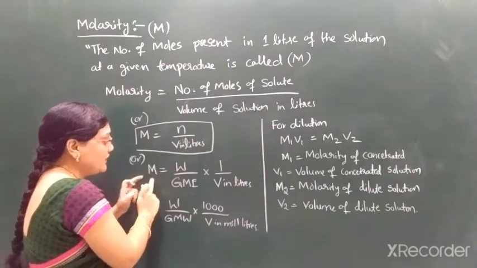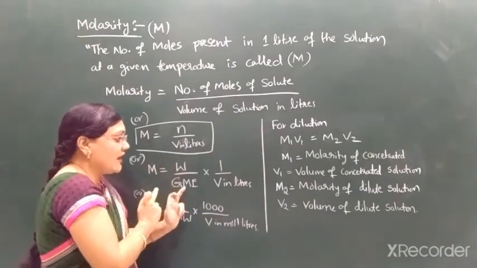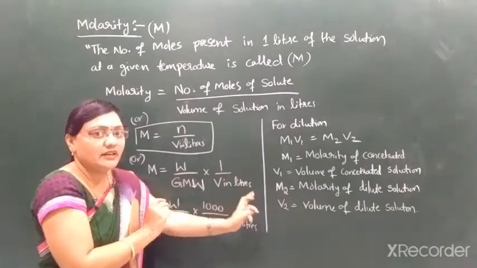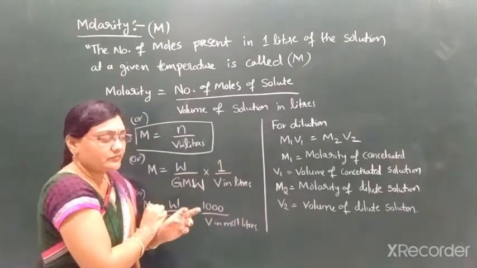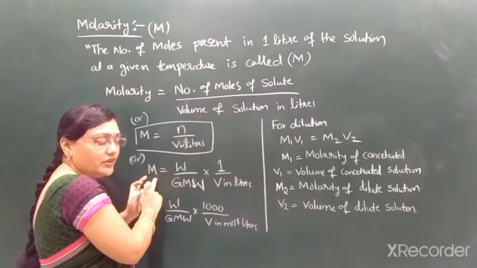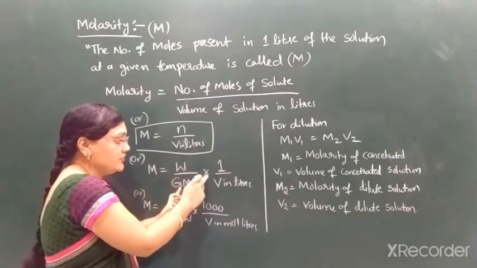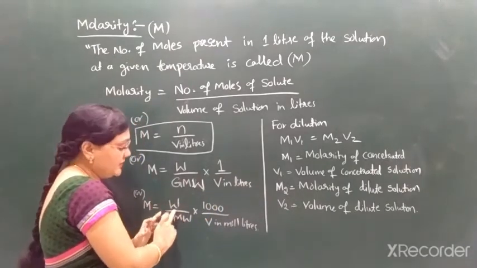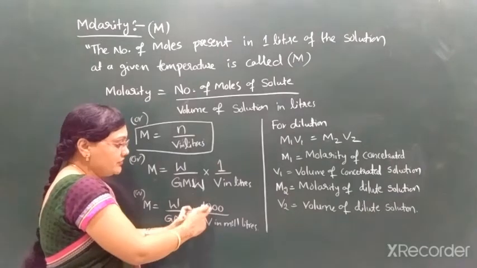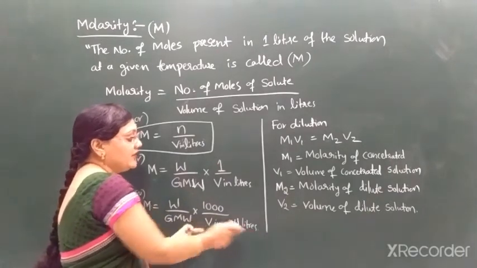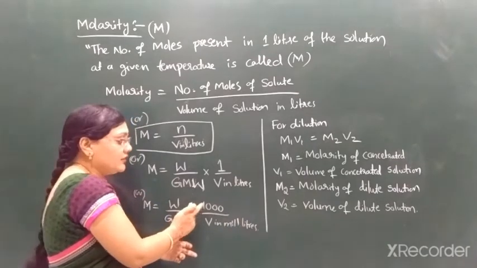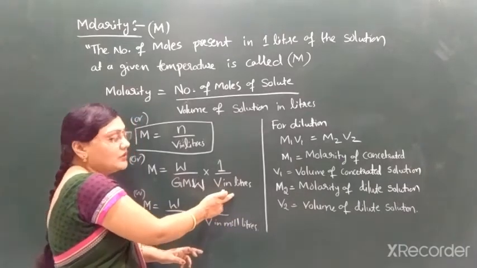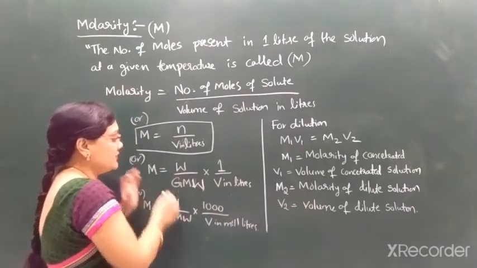Or molarity M equals weight by gram molecular weight into 1 by V in liters, where 1 means 1 liter. Or M equals W by gram molecular weight into 1000 by V in milliliters, where 1000 is 1000 ml and V is the volume in milliliters. These are the formulas.